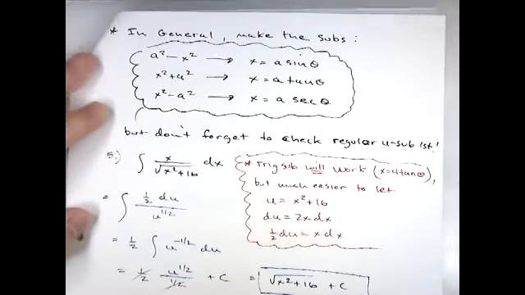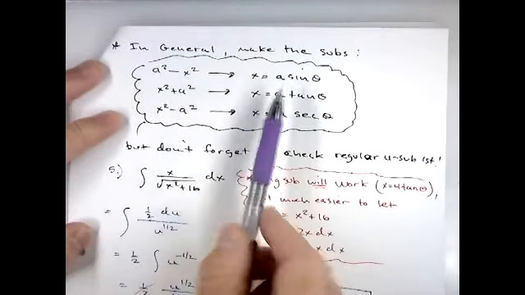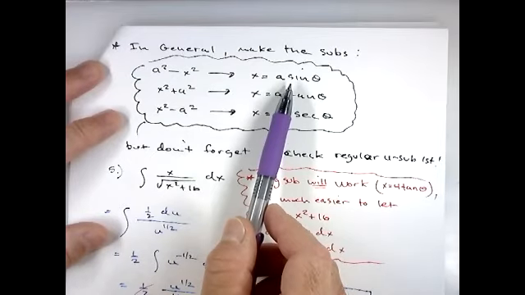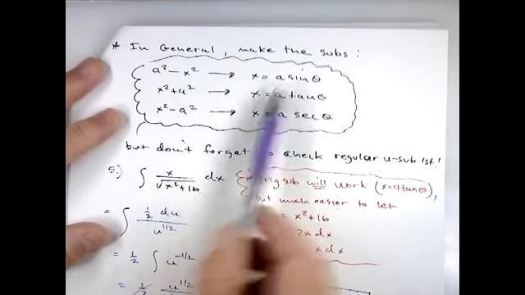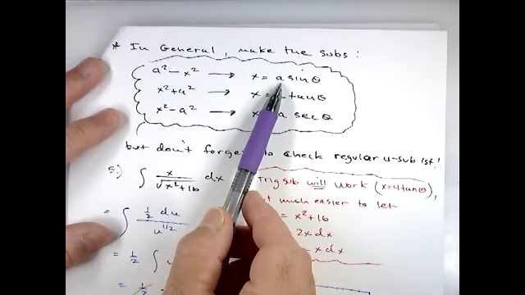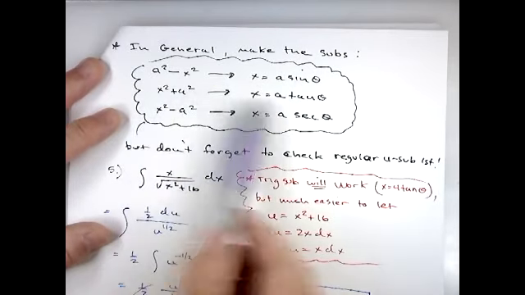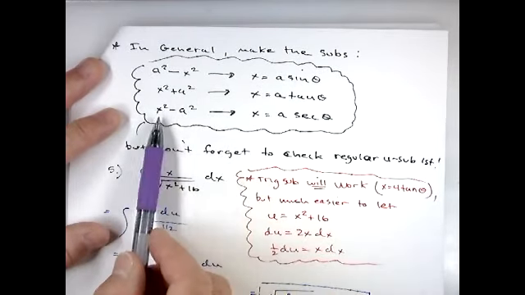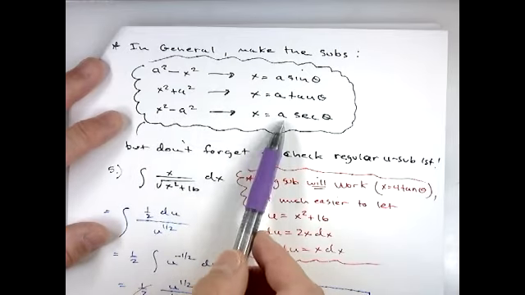As you can see, here we go. It's kind of a summary of those 3 trig identities. What I'm saying is, if you see a squared minus x squared, you're going to want to let x be a sine theta. X squared plus a squared, x will be a tan theta. X squared minus a squared, x will be a secant theta.